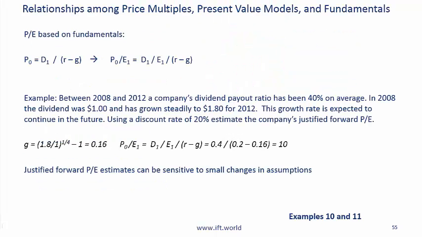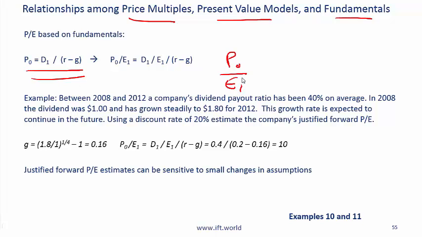Now, you need to understand the relationship between price multiples, present value, and fundamentals. We've already talked about this relationship. This is based on the Gordon growth model. If you divide both sides of this equation by E1, then what do you have? Then you have P0 over E1, this is the leading PE, is D1 over E1, which is the payout ratio, divided by R minus G.